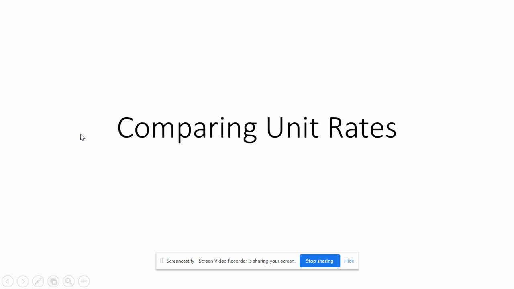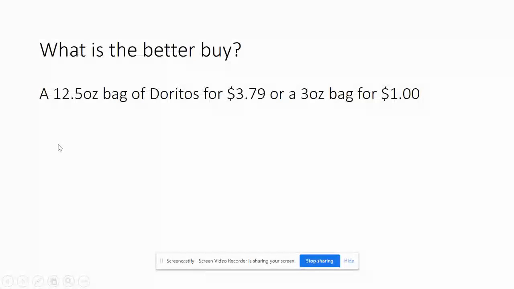Okay, guys, yesterday we talked about unit rates, and today we're going to talk about comparing those unit rates. I told you that unit rates are when you have a rate of one, meaning per dollar or per hour, per item. I'm going to show you two examples, and these examples are real life situations.